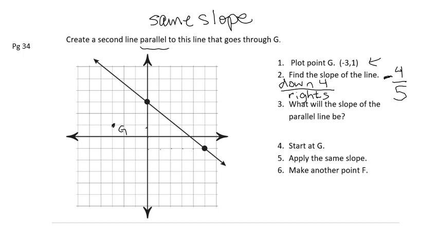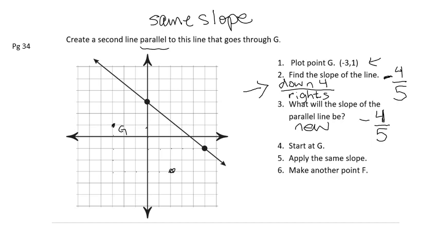Now the slope of the new parallel line, I'm going to say new. Slope is going to be identical because they're parallel and they're never going to cross. So what we're going to do is start at G and apply the same slope. What I mean by that is we are going to follow those directions from point G. So we're going to start at G and go down 4, 1, 2, 3, 4. And we're going to go to the right 5. 1, 2, 3, 4, 5.